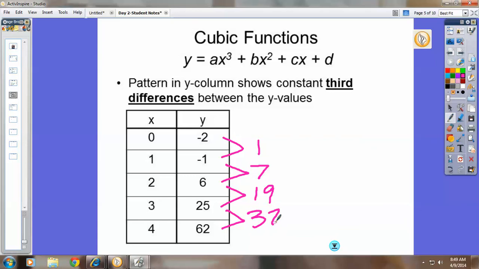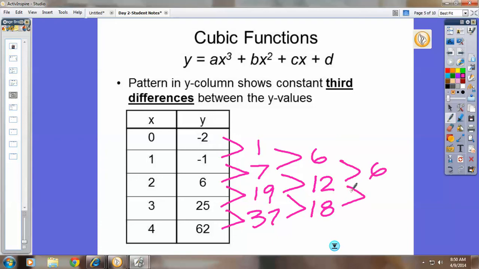Okay, our first difference is not the same, clearly. There are different numbers. So look at your second difference. 7 minus 1 is 6. 19 minus 7 is 12. 37 minus 19 is 18. The second difference isn't the same. Look at your third difference. 12 minus 6 is 6. 18 minus 12 is 6. Our third difference is the same, so what does that tell me? It's cubic. This is cubic.